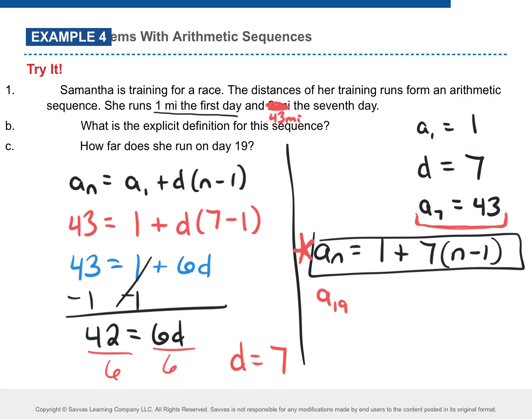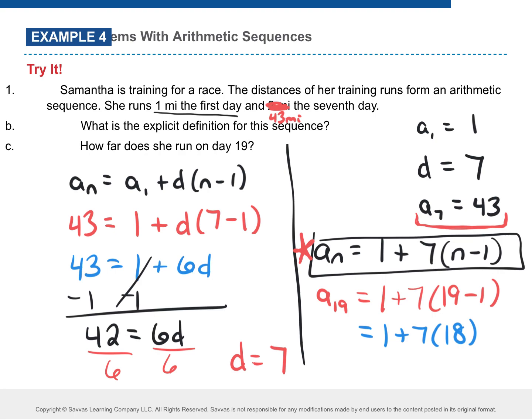Okay, how can we use that? We can plug that in for A to the N. Right, what's our N value then? 19. So we can plug this in. We know day 19. Plug that in for N. This is your part B. So now it's just a matter of evaluating that right side. So we get 1 plus 7 times 19 minus 1. Parentheses. Yep, which is 18.